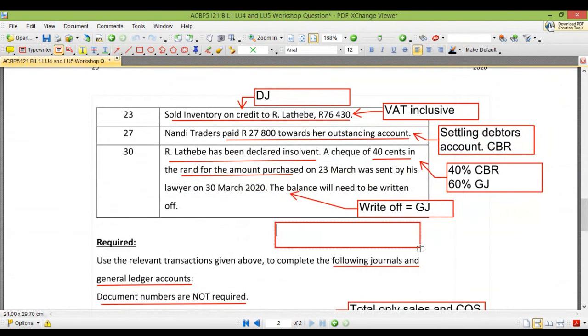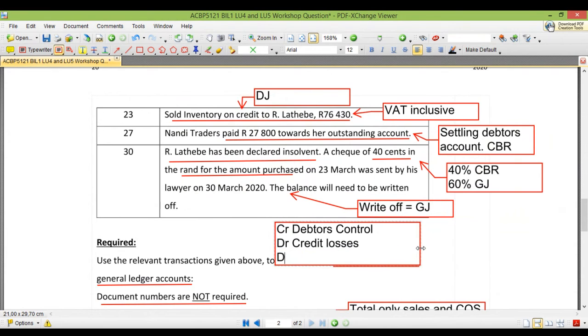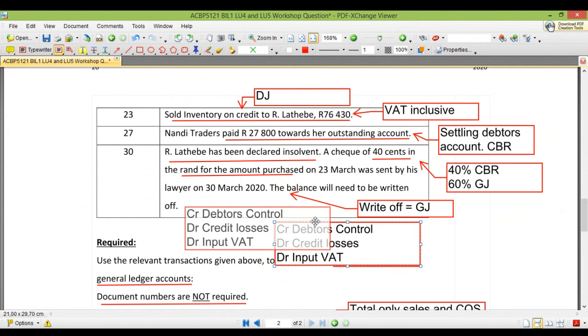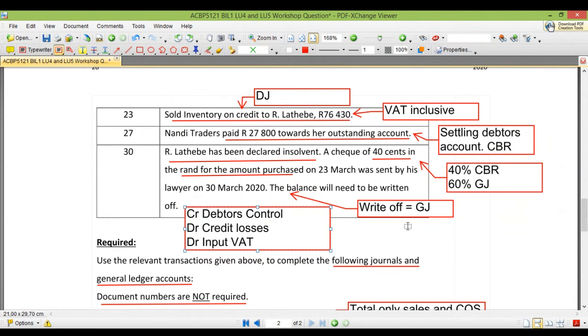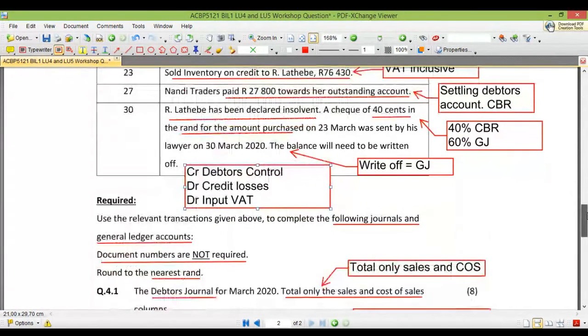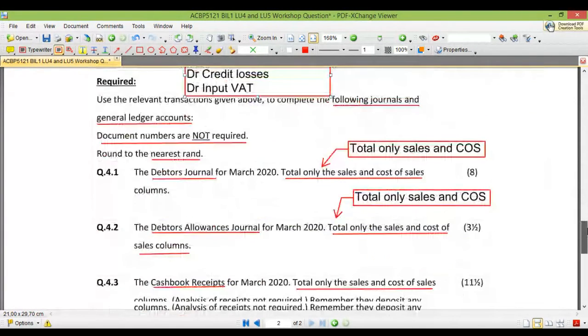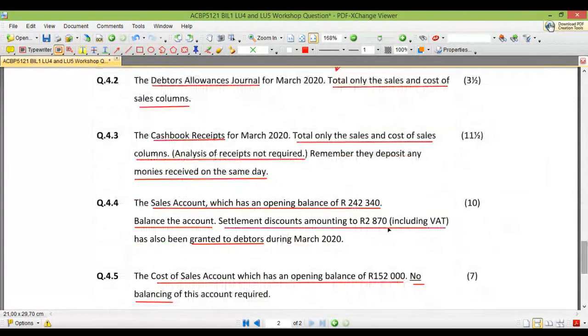we would have said, okay, fine, we are going to credit debtors control with the outstanding amount. We are going to debit credit losses, and we are going to debit input VAT that we can claim. Okay, so based on that transaction as well, we can see it won't affect our sales or cost of sales at all. But let's quickly see if there's any other information we still need to take into consideration.